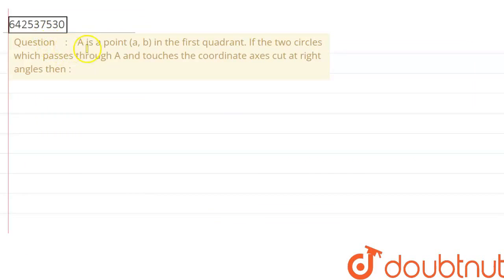Here the given question says that A is a point whose coordinates are (a, b) in the first quadrant. If two circles pass through the point A, touch the coordinate axes and cut each other at a right angle, then what are the conditions? At first we draw a diagram for this purpose.